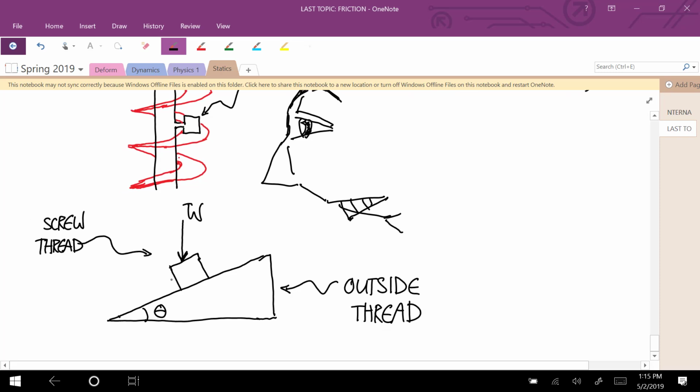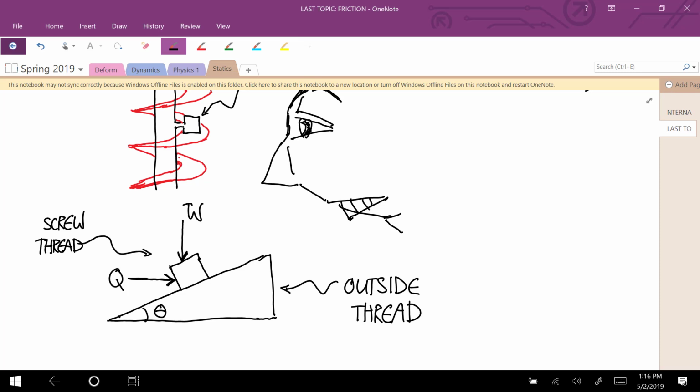And then you have a horizontal force. I already have a W. Call this Q. Okay. And what we're going to figure out is the force Q required to make this block slide up the ramp. What we're really calculating is the force Q required to make that screw start to turn up the outside thread. And then after we're done with that calculation, we'll think a little bit about what the Q is, how that relates to physical things.